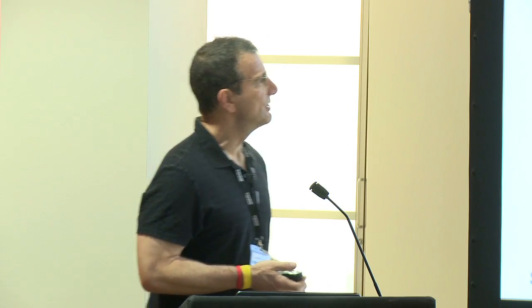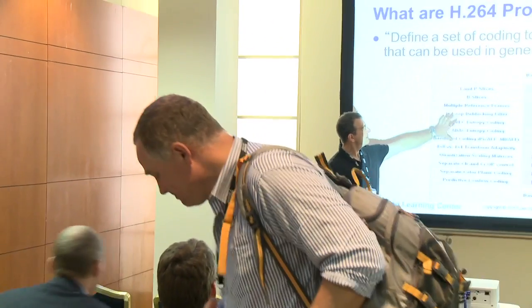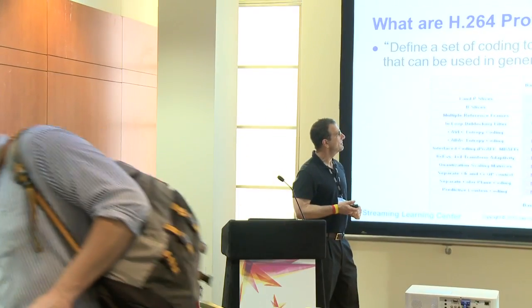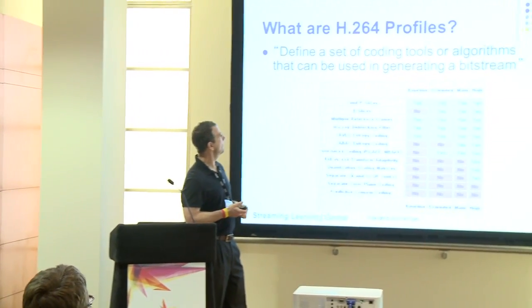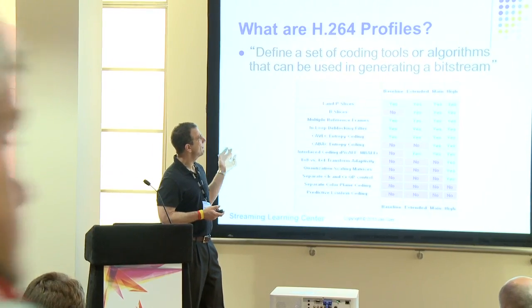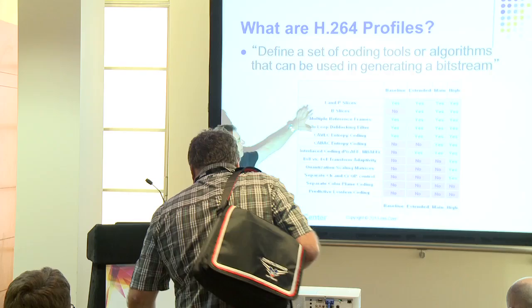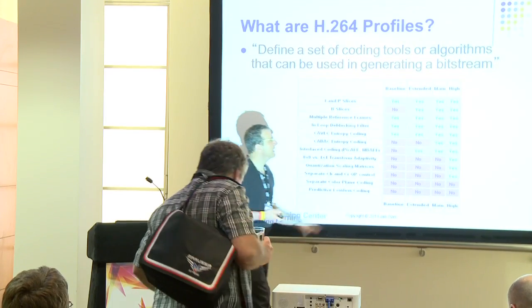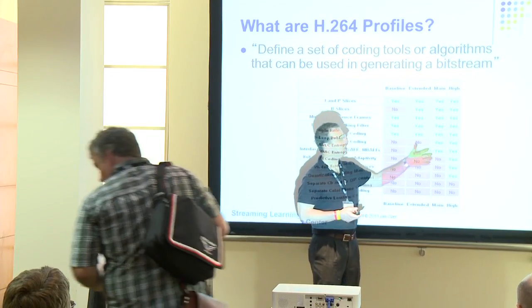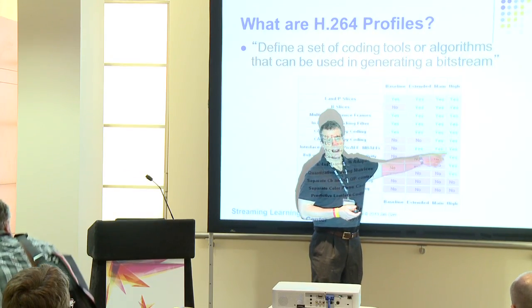So what is an H.264 profile? There won't be a test on this, but it's important to at least see that there's a bunch of algorithms and encoding tools. The definition from Wikipedia is, a profile defines a set of encoding tools or algorithms that can be used to generate a bit stream. So here are the encoding tools and algorithms, and here are the main profiles that you're going to be using: baseline, main, and high.